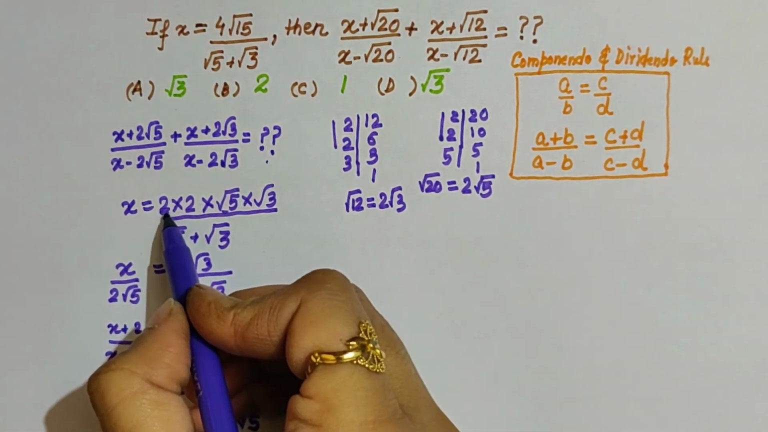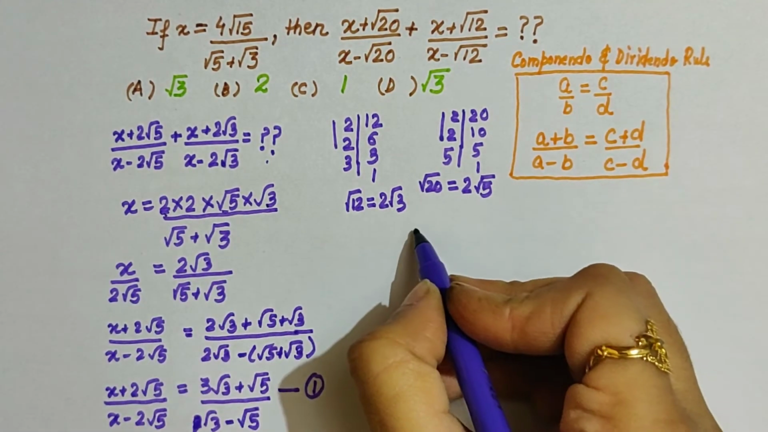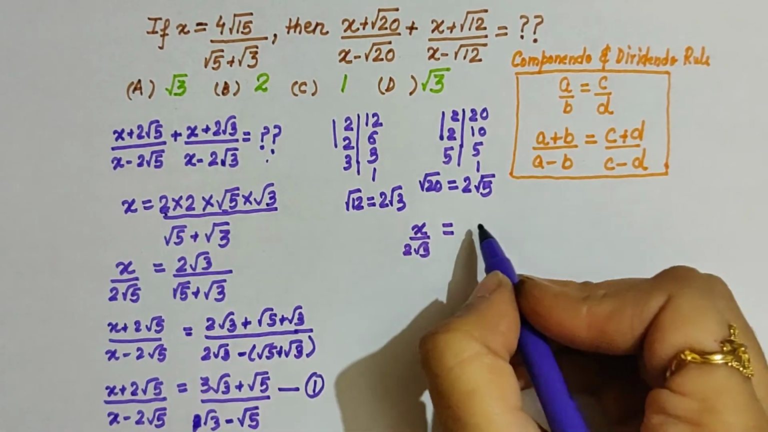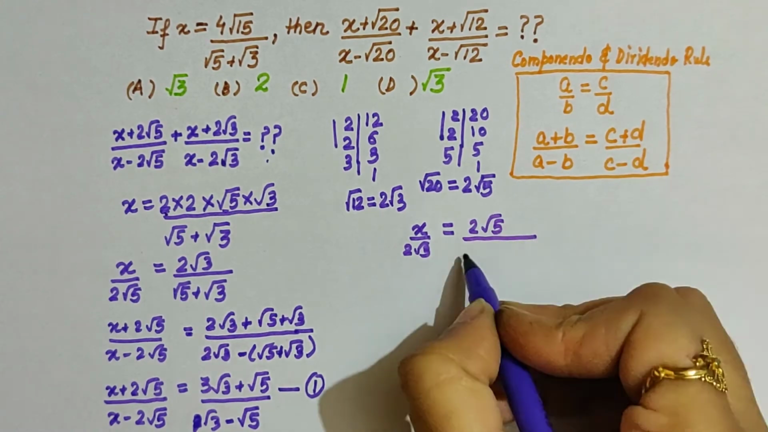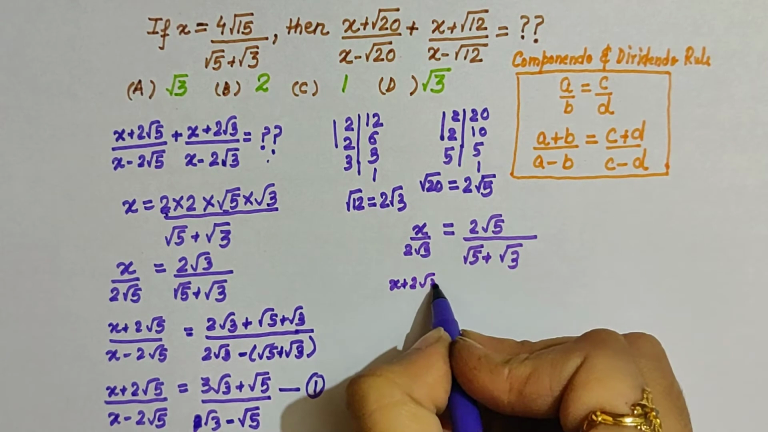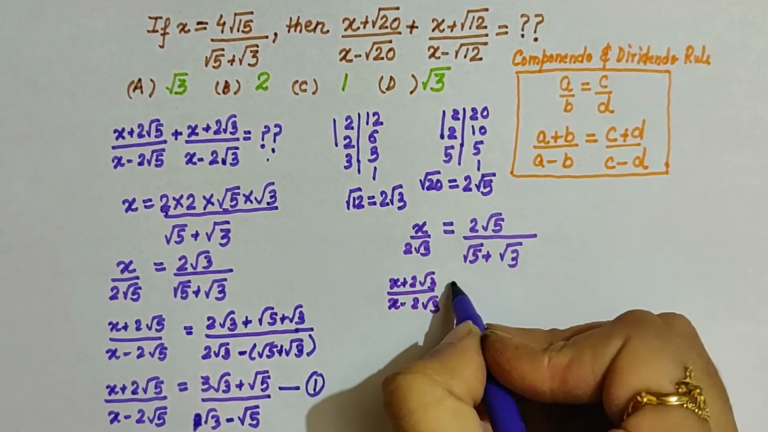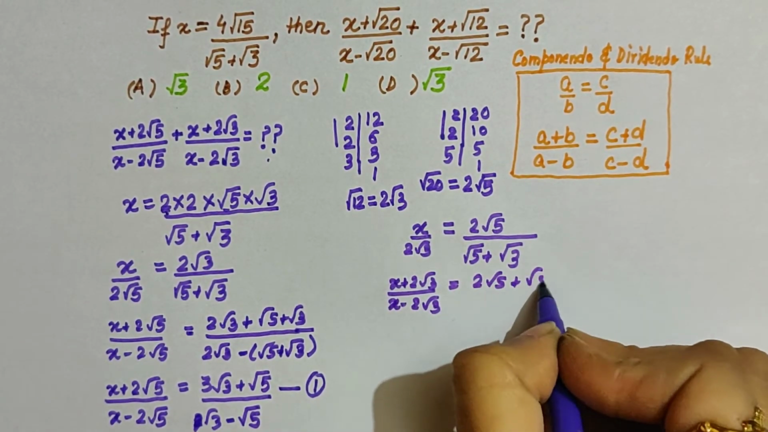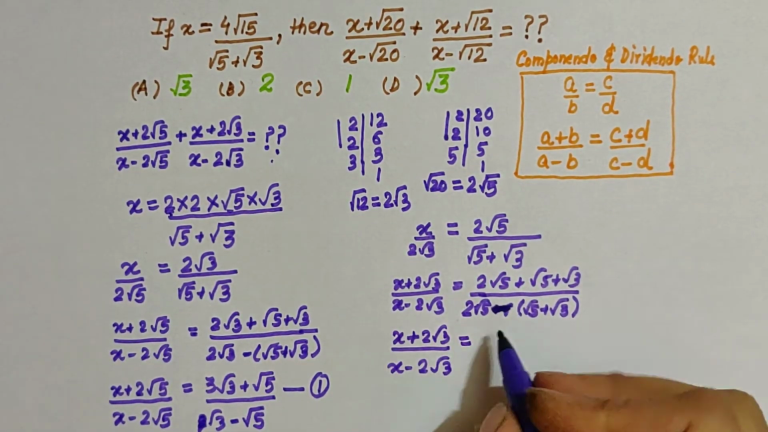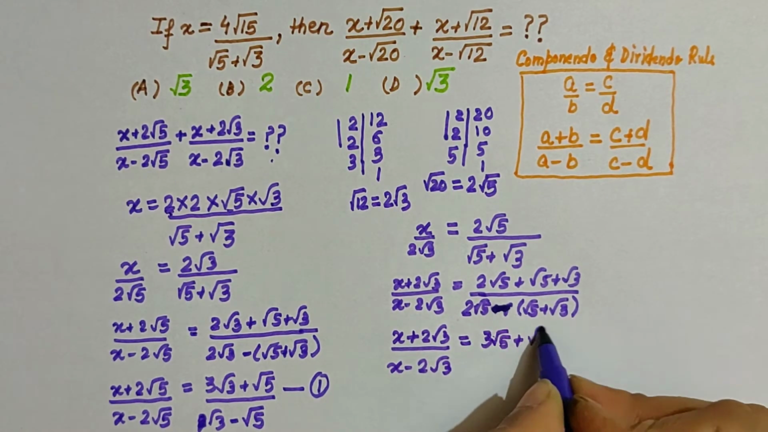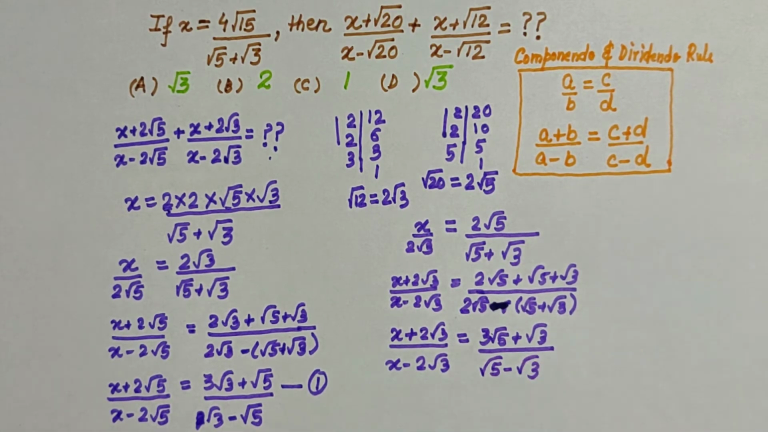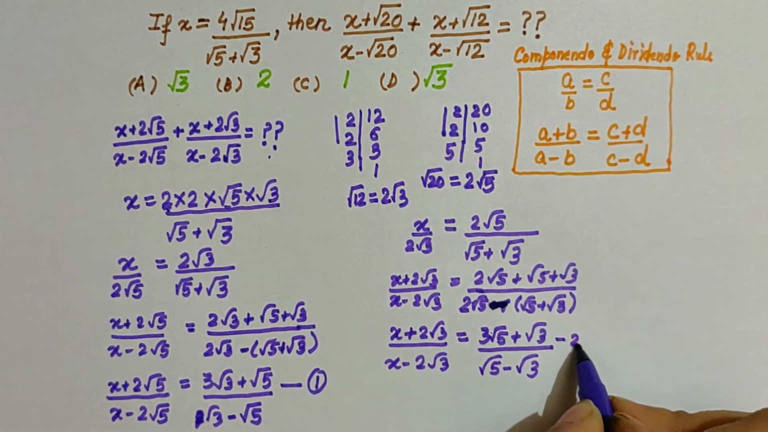Next we cross multiply 2 and root 3. So x over 2 root 3 is equal to, we are left with 2 and root 5, right? And again we use this rule. So this is x plus 2 root 3 divided by x minus 2 root 3, and this is 2 root 5 plus root 5 plus root 3, right? Now we further simplify it. This is equal to 3 root 5 plus root 3. Minus sign is here, so we write root 5 minus root 3. And we say it as equation 2, right?